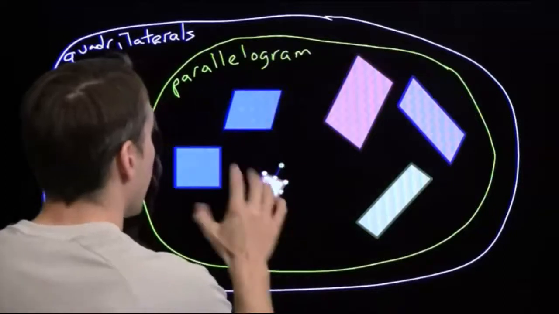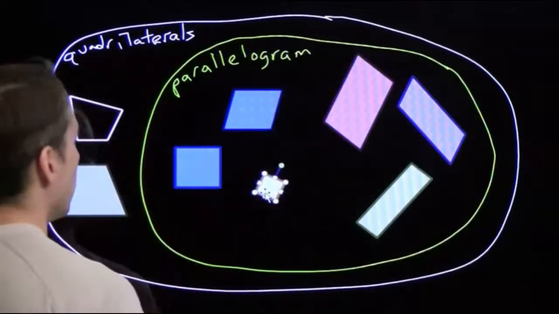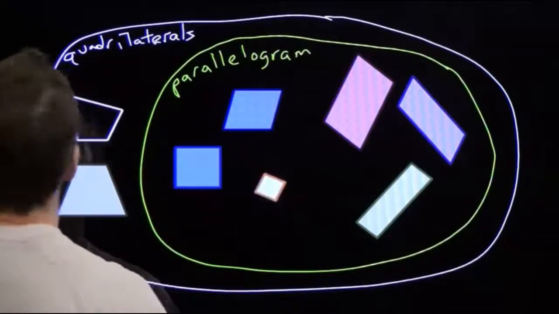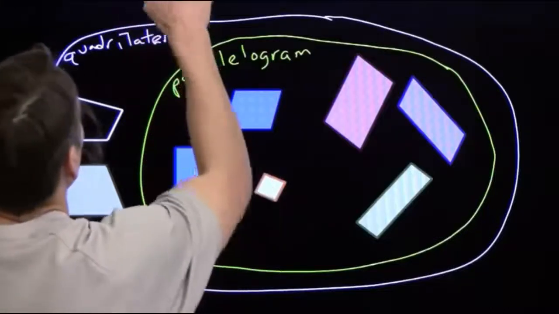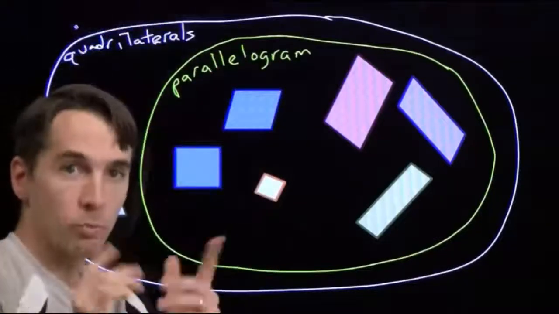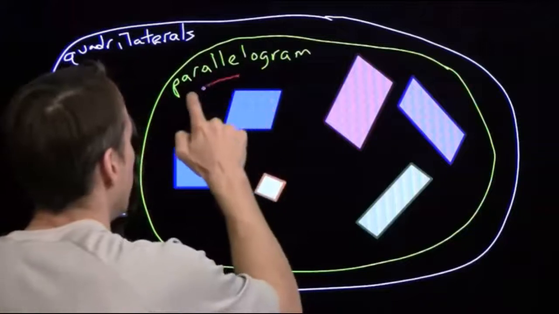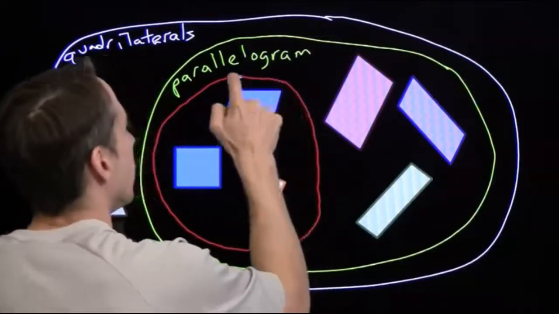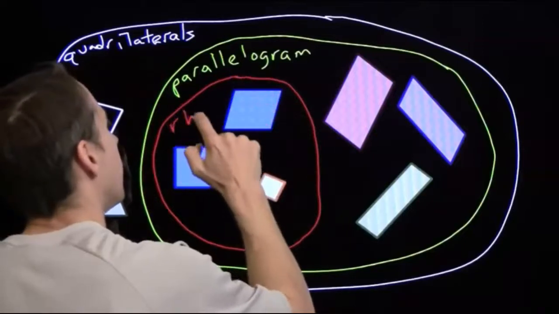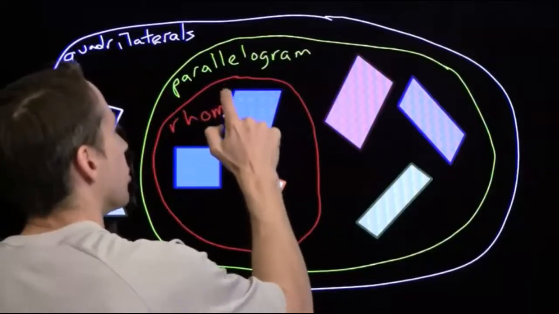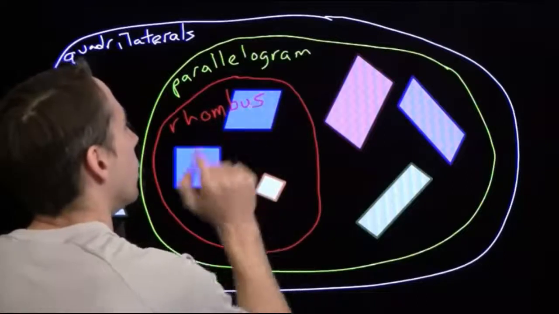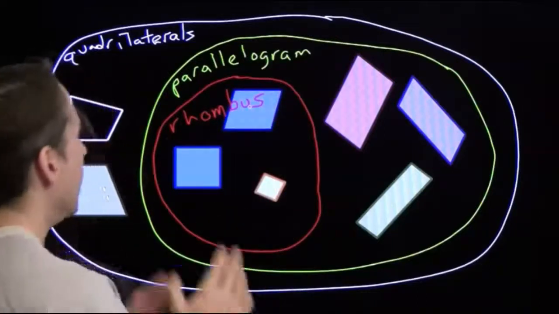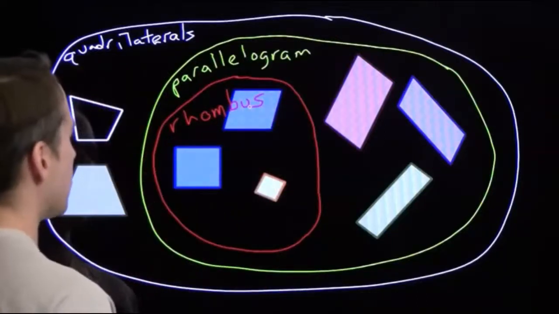So I can make a loop just for the rhombuses. All right, great. We're going to use red for rhombus. Make a loop just for the rhombuses. There we go. Or is it rhombi? I'm not sure. 2 years of Latin, totally wasted. All right, rhombus.